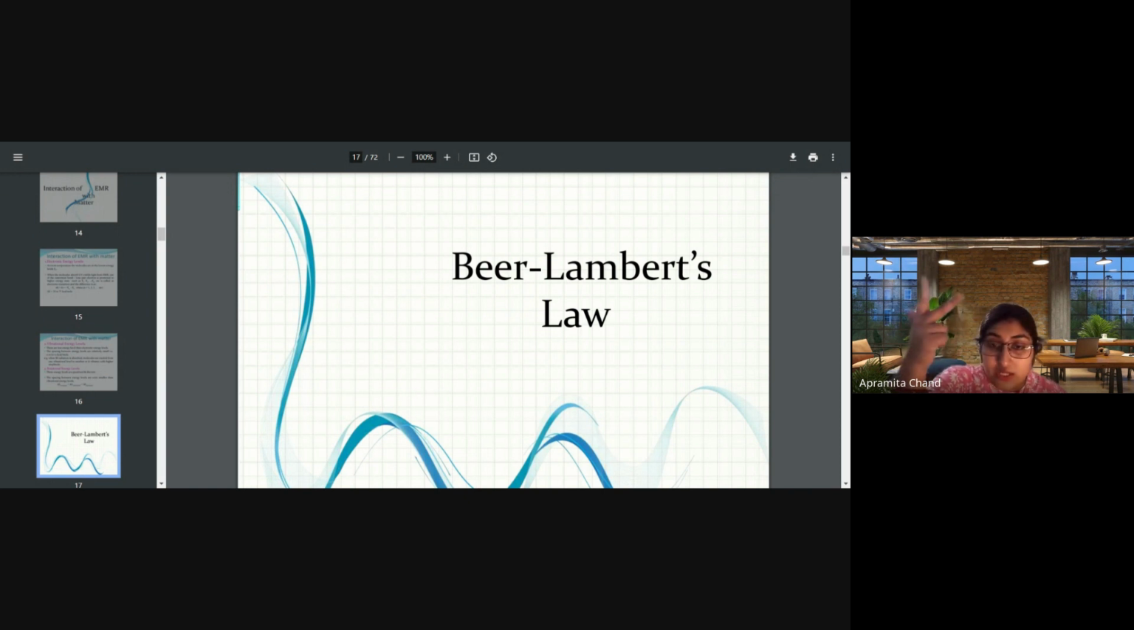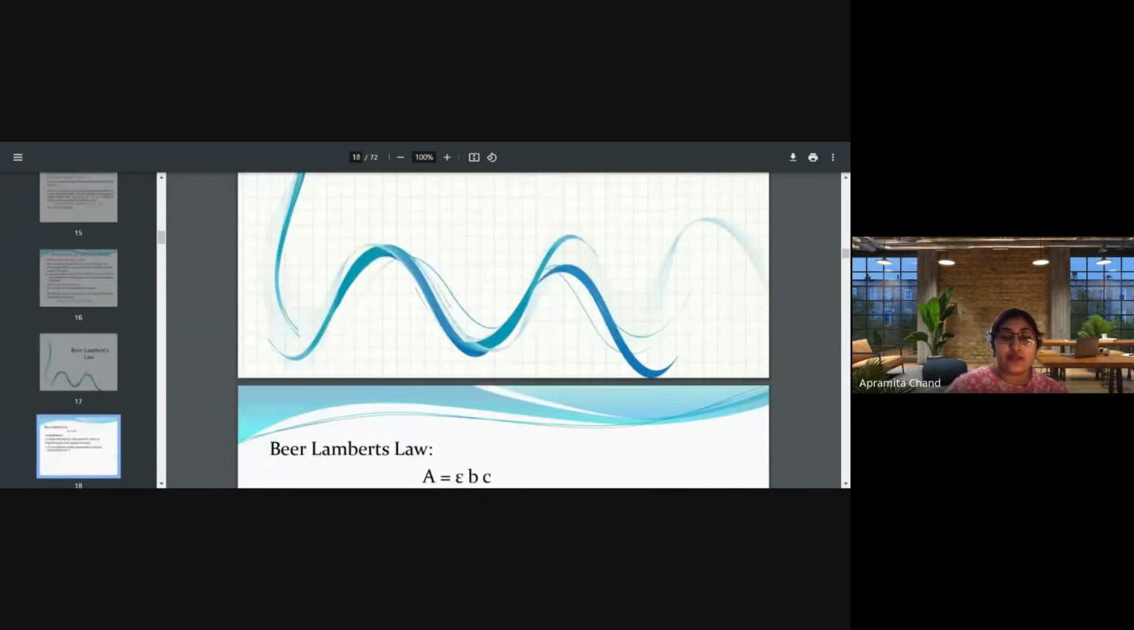Another question. I will also be giving you some problems to solve based on the equation. So two problems we will solve, very similar to each other and very easy as well. Okay, so we'll learn more about this Beer-Lambert's law. So let us see what it is.